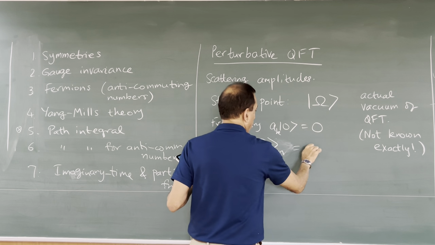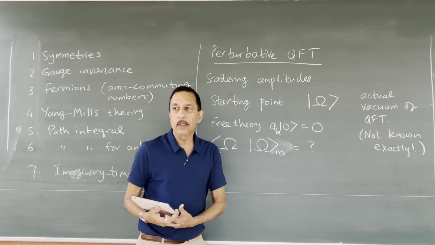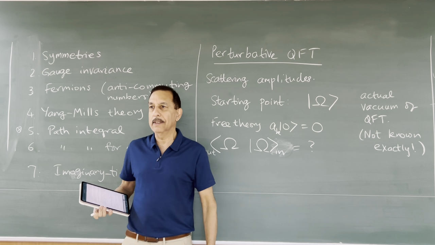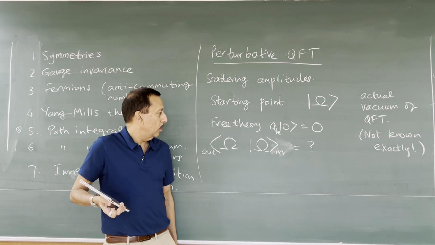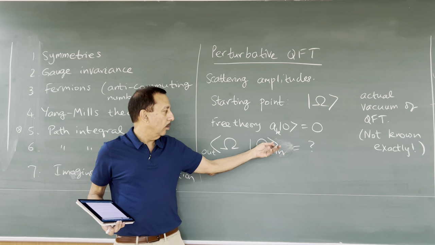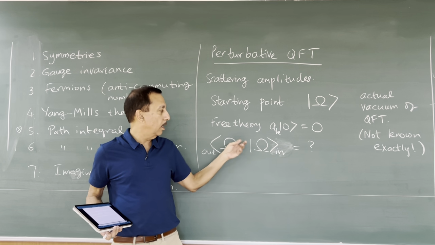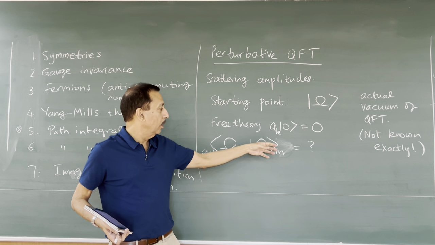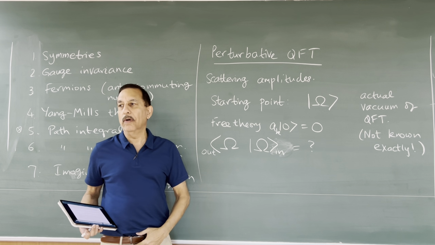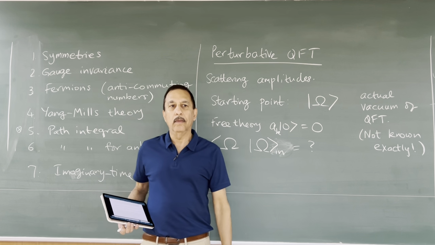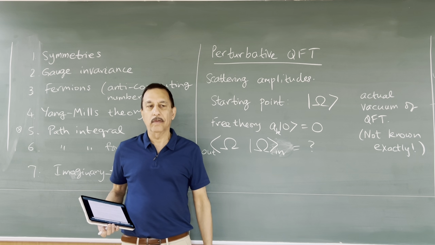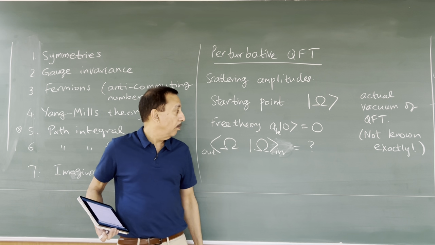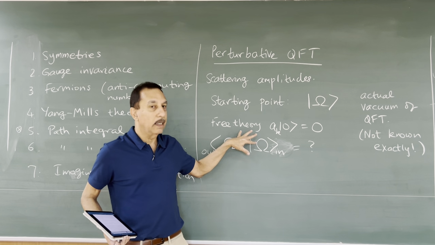And the question we want to ask right now is, what is the overlap between these states? You can associate a time with this and a time with this, such that the difference between those times is T. There's nothing to propagate in between. We just want to know the overlap of the past vacuum with the future vacuum. Why do we want that? Because later we'll have some particles in between.